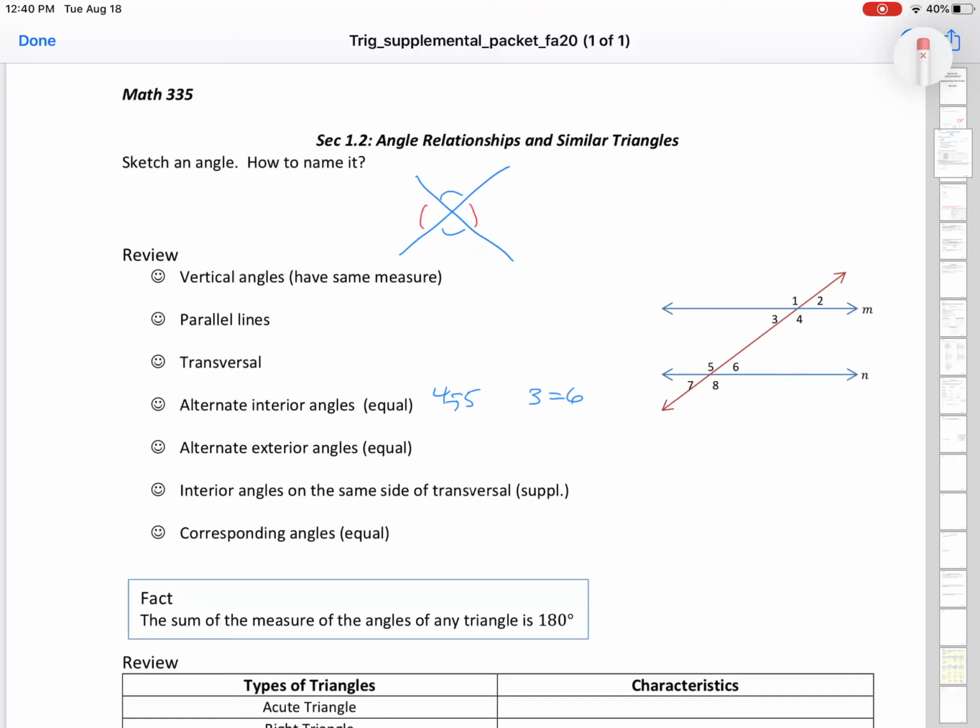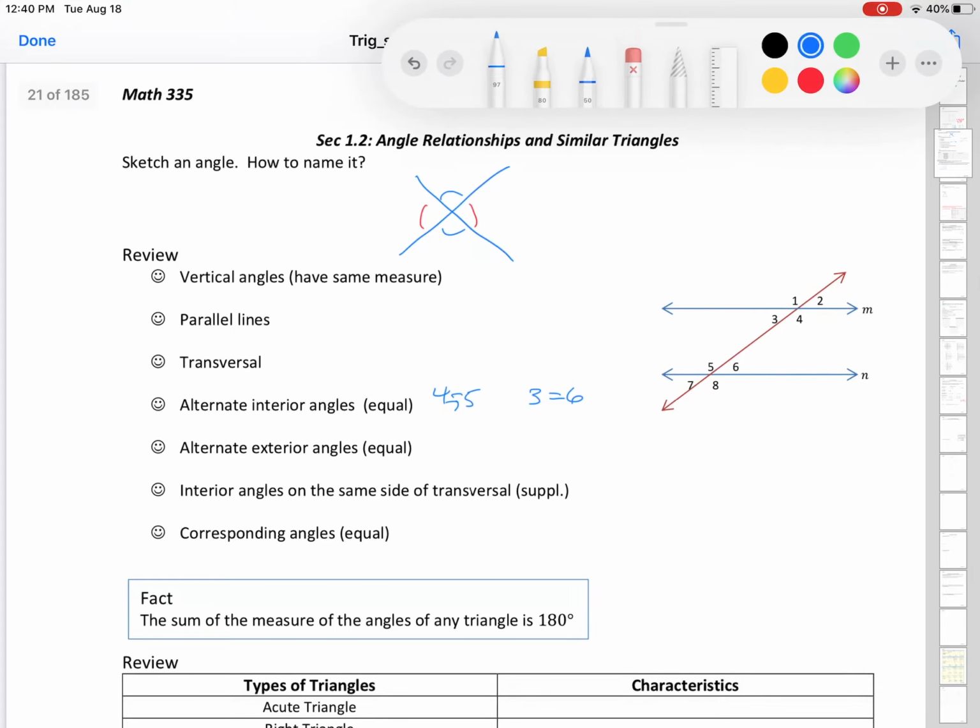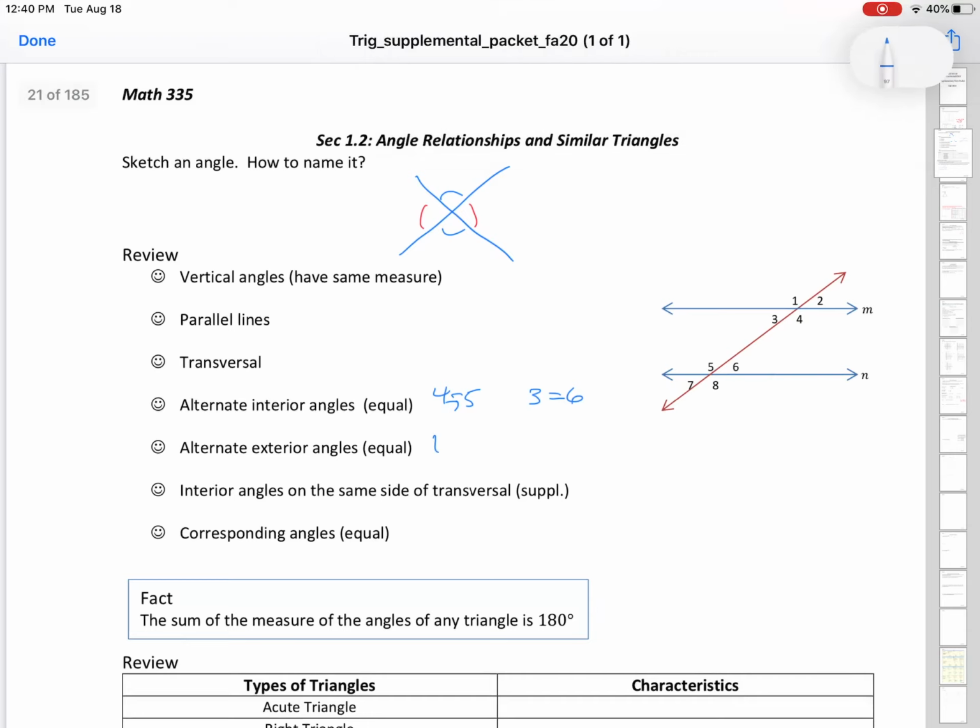Alternate exterior angles are also equal. So what are the alternate exterior angles? That's like number 1 and angle 8. They're on the exterior of the parallel lines and they're on alternate sides of the transversal. So if 1 and 8 are equal, 2 and 7 are also equal.